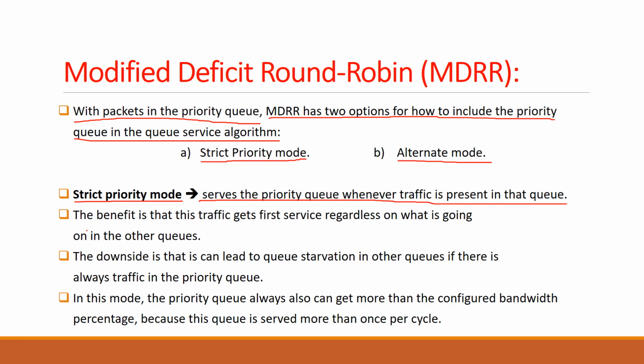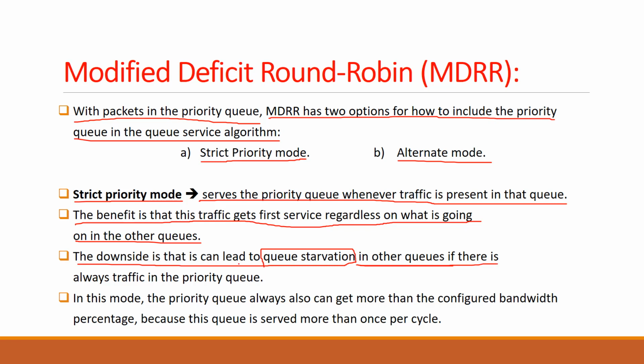So the benefit is that this traffic gets first service regardless of what's going on in the other queues. So this queue will get service first. The downside is that it can lead to queue starvation in other queues, and queue starvation means that they need service, but they don't get it because the priority queue has packets. So this can lead to queue starvation in other queues if there is always traffic in the priority queue.